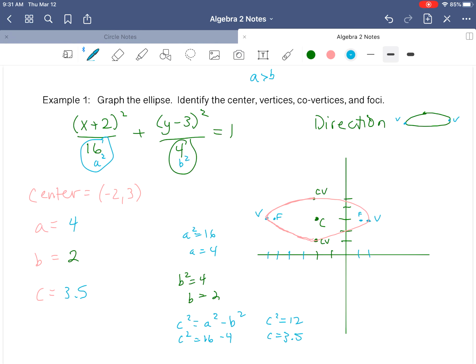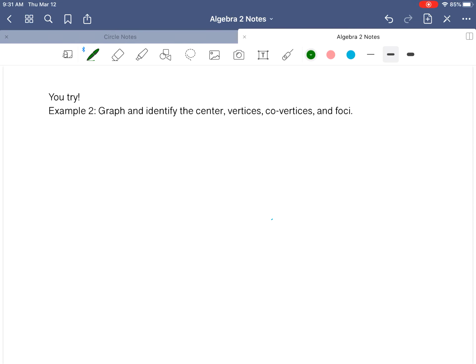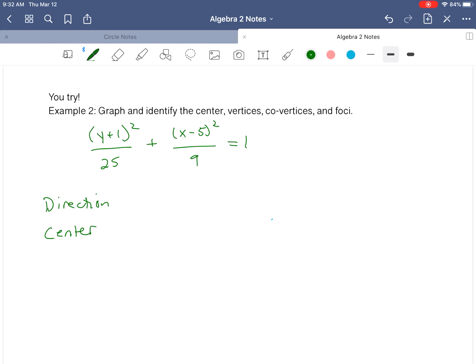Okay, so find the direction, find your center, and then you just need to find A, B, and C and plot your points. But knowing the direction is going to be very important. I want you guys to go ahead and try this example on your own. We got (y plus 1) squared over 25 plus (x minus 5) squared over 9 equals 1. So figure out the direction, figure out the center, and then find A, B, and C, and see if you can graph it. And if you'd like me to check that in class, by all means, go ahead and ask. And then in the next video, we're going to talk about writing the equations.